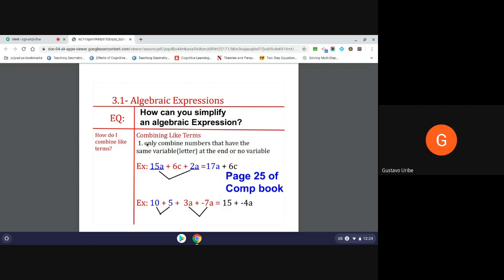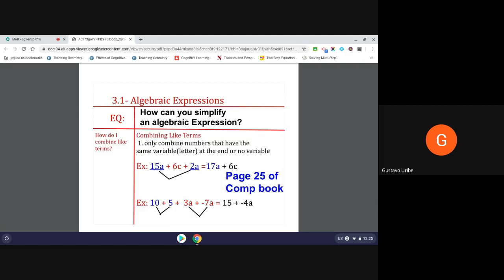Well, first, we're only going to combine numbers that have the same variable, so the same letter attached at the end of it, or no variable at all. So any terms that are like terms, so each of these are terms, and if they are like terms, then we are going to combine them. Now, what does that mean? Well, it means that we are either going to add or subtract them.